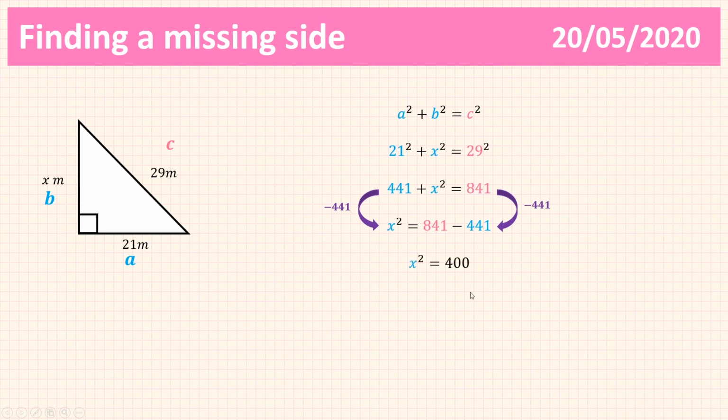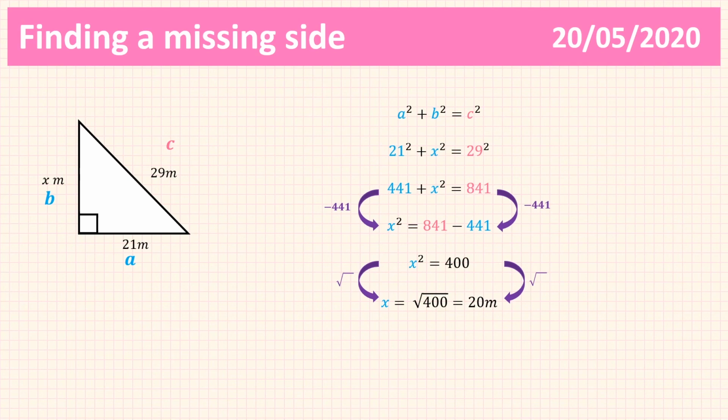Now that's not the answer to this question, because I don't want to know what the value of x squared is. I want to know the value of x. So what I do from this point is I square root both sides, just like I did in the previous question, and I get my answer of 20. Now, hopefully that's given you a really good idea of how to apply Pythagoras to find the missing side.